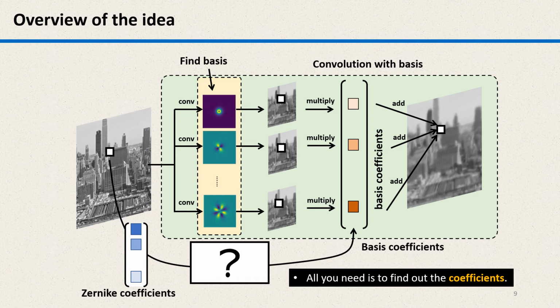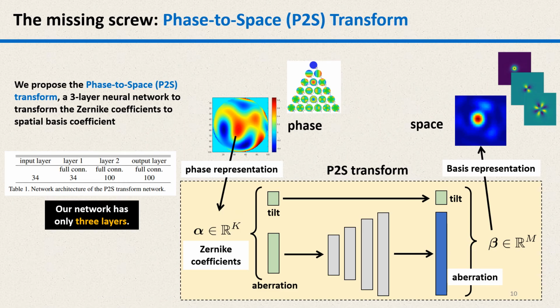The only missing piece is how do we link the Zernike coefficients and the basis coefficients. It turns out that the answer is quite simple. We have found that the transformation between the Zernike and the basis coefficients can be accurately approximated by a tiny 3-layer neural network. Such a small model allows for a very high level of parallel computation, and hence the simulation can be significantly sped up.